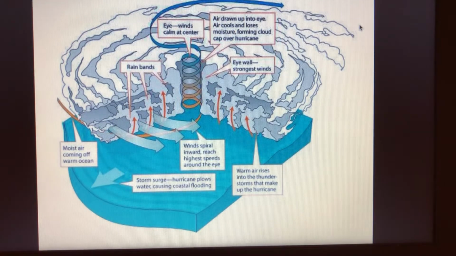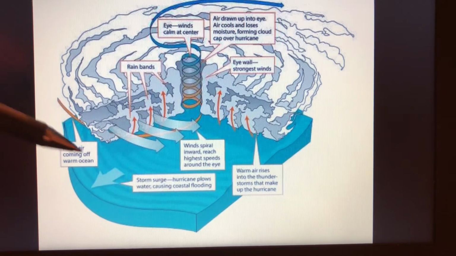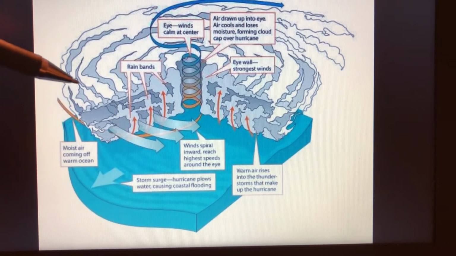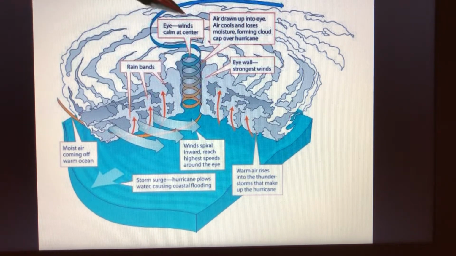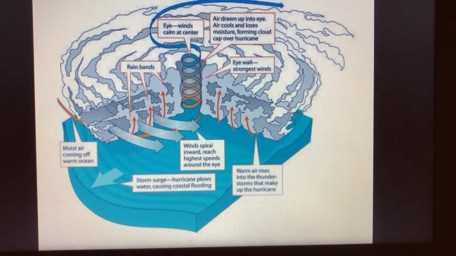Now this is the anatomy of a hurricane. A hurricane is only like a tornado in the fact that it has a central vortex. Otherwise, hurricanes are not like tornadoes at all. This is fueled by moist air that comes off the oceans. All the air that's drawn up into the eye cools and loses moisture, and then it forms a cloud cap over the hurricane. You're not having updrafts and downdrafts that are going through this.